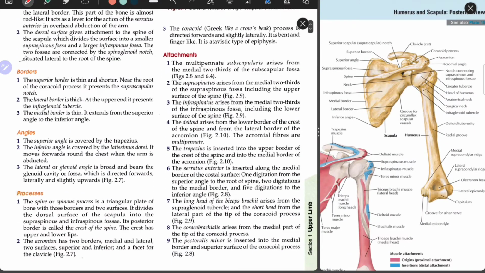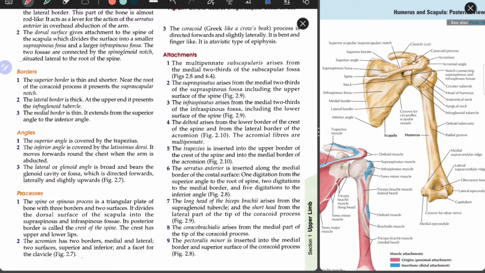Now, processes. The spine or spinous process, this is spine, also known as spinous process, is a triangular plate of bone with three borders and two surfaces. It divides the dorsal surface of the scapula into the supraspinous and infraspinous fossae. Its posterior border is called crest of spine. This is called crest of spine and it is divided into upper and lower lip.